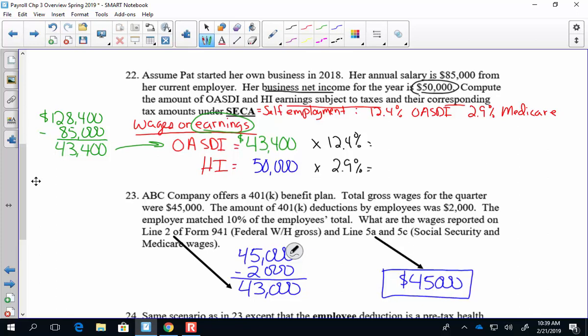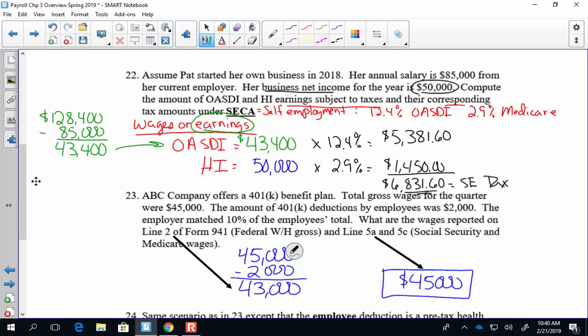So in this case, 43.4 times 0.124 gives me a self-employment tax portion of $5,381.60. For Medicare, it is 1,450. The sum of these two is the $6,831.60 of self-employment tax that is owed on her personal tax return, right? She's completing this on her Form 1040.